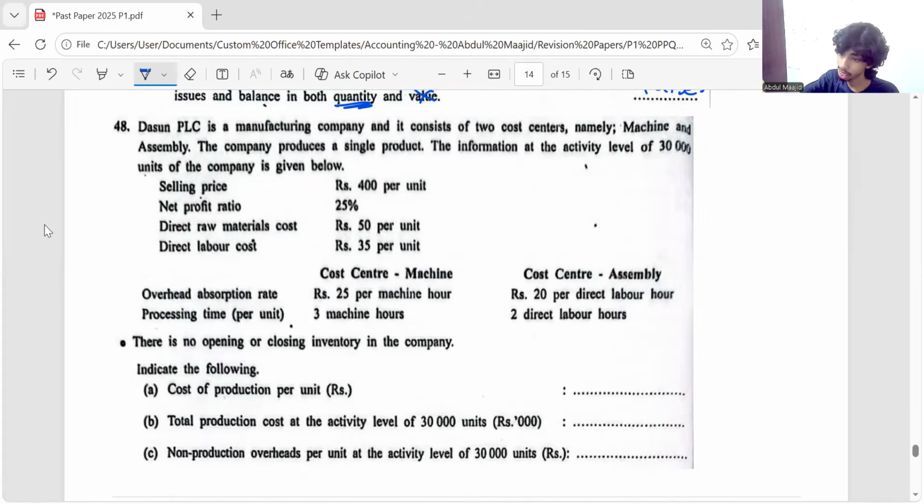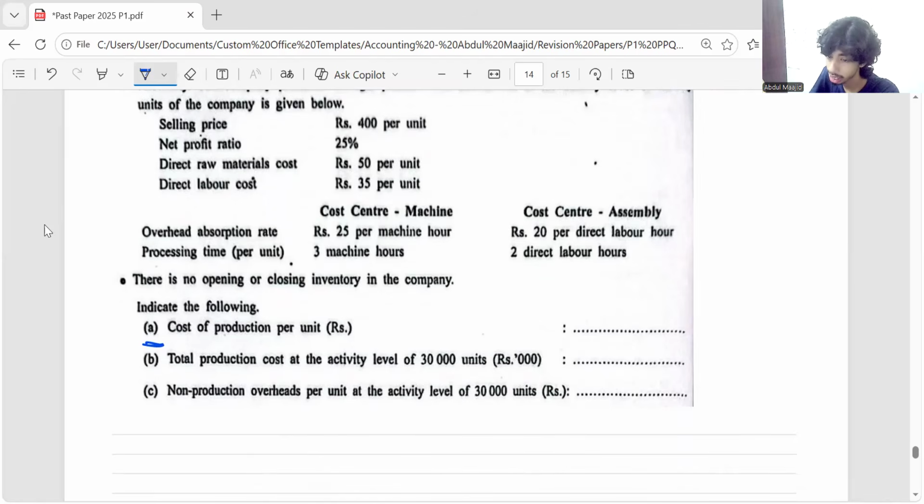Dasun PLC, a manufacturing company, consists of two cost centers, namely the machine and assembly departments. The company produces a single product. The information at the activity level of 3,000 units of the company is given below: selling price, net profit ratio, direct material, direct labor. What are they asking? Cost of producing per unit. So direct material 50, direct labor 35.